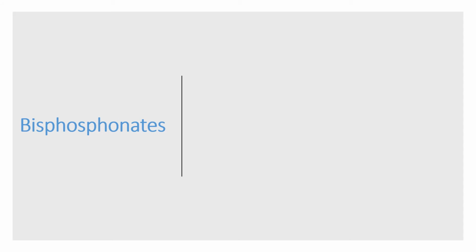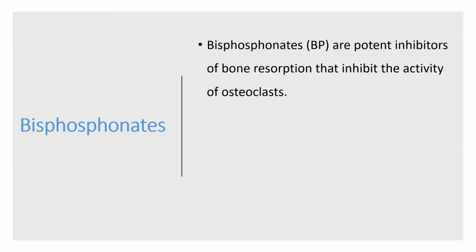Now coming to the bisphosphonates, one of the most commonly used agents for management of osteoporosis. They are classified as anti-resorptive agents because they are potent inhibitors of bone resorption and inhibit the activity of osteoclasts. Whenever you give a bisphosphonate, whether orally or by intravenous route, it goes into the blood and to the bone level, and there it attaches to the hydroxyapatite crystal of the bone.